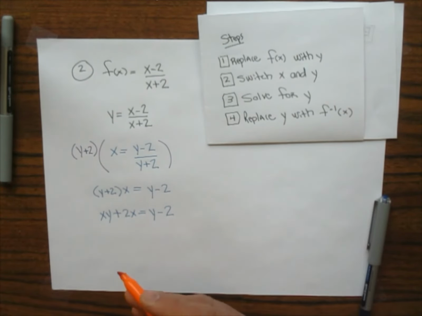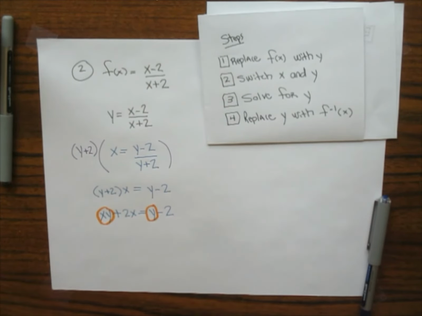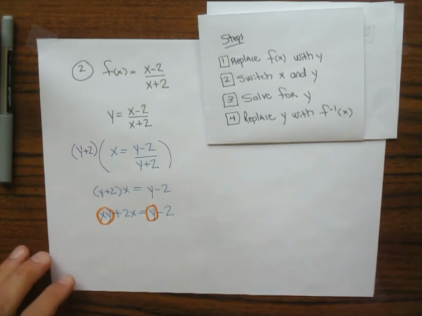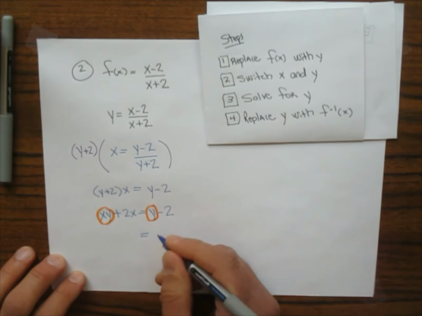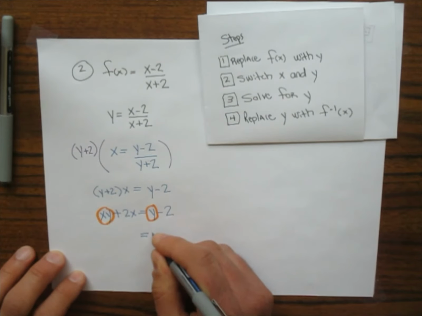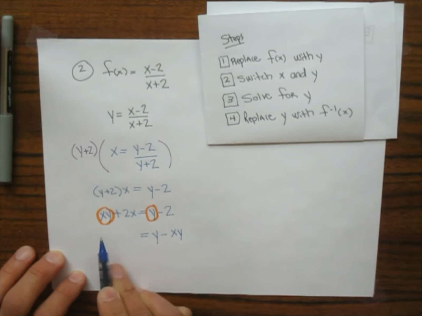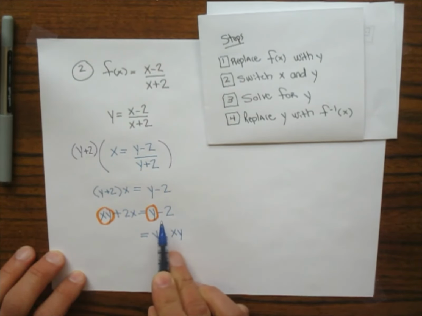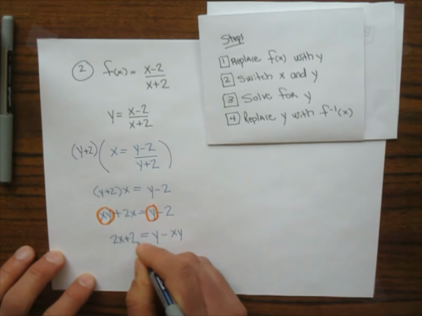Okay, so now I have a y term there and a y term there. I want to put them on the same side of the equation. Now, it doesn't really matter which side you put them on. I'm going to go ahead and put them on the right-hand side. So I'll have y minus xy by subtracting that on both sides. And I'll also add 2 to both sides of the equation and get 2x plus 2.